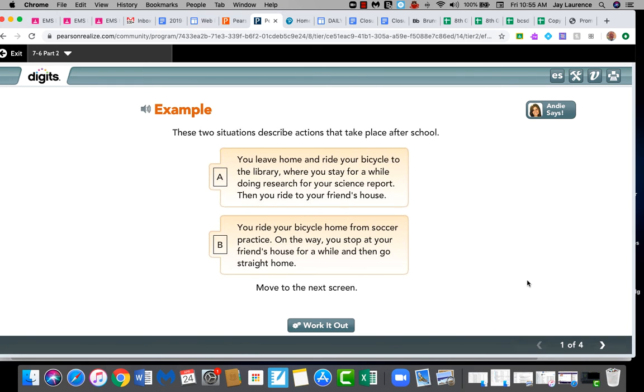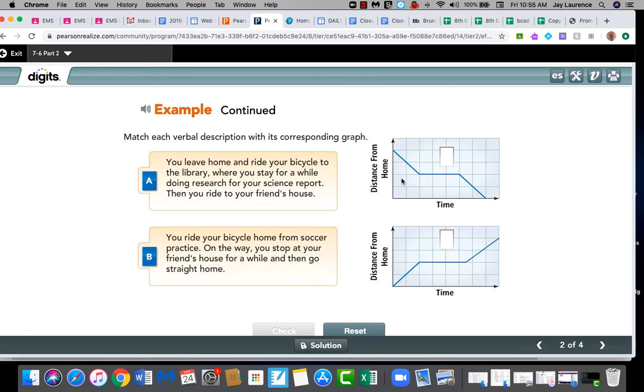Okay. And it says, these two situations describe actions that take place after school. A, you leave home and ride your bicycle to the library, where you stay for a while doing research for your science report. Then you ride to your friend's house. B, you ride your bicycle home from soccer practice. On the way, you stop at your friend's house for a while, then go straight home. Okay, so let's take a look at these graphs here.